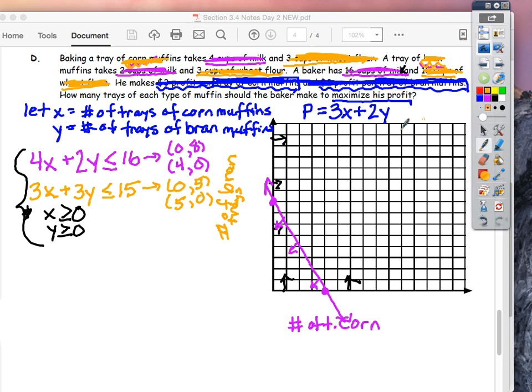And then for my other, I got 5 and 5. So I'm at 1, 2, 3, 4, 5, and 1, 2, 3, 4, 5. Connect those dots. And I'm shading below that as well.